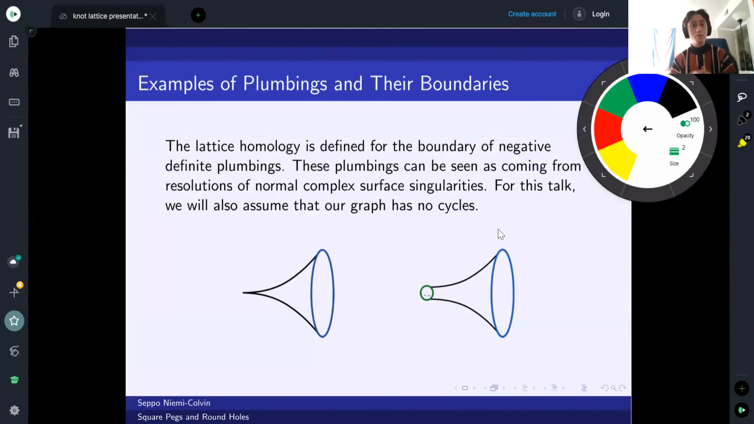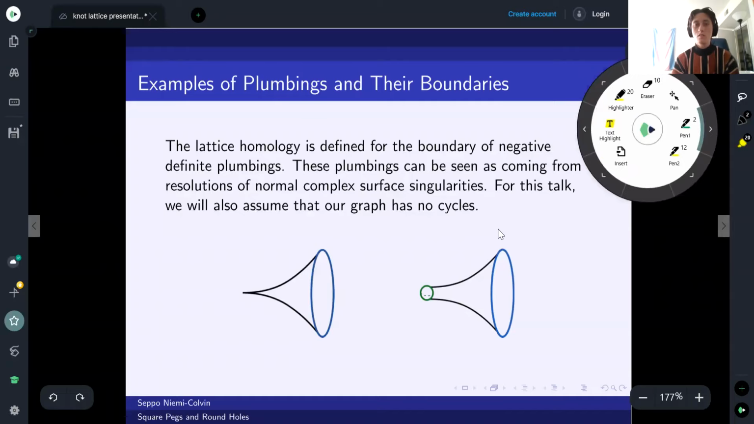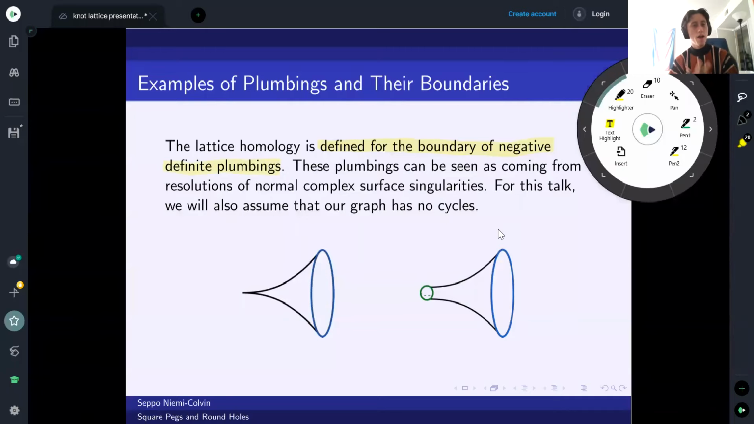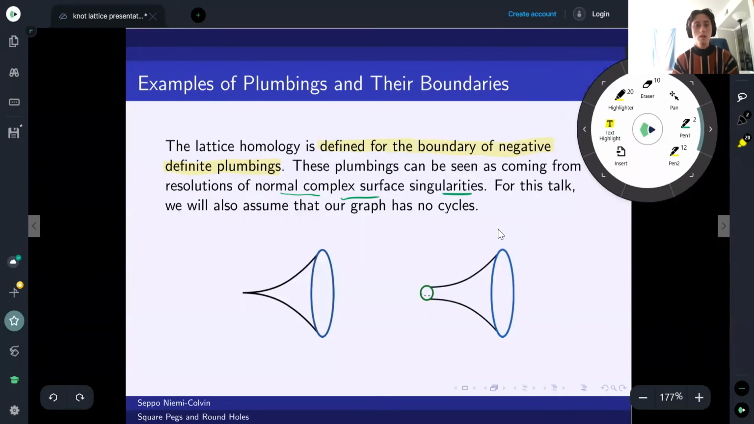So let's go back to lattice homology. We've been talking about these four manifolds. I said there's a certain class of three manifolds this works for. Which three manifolds are those? They're going to be the boundaries of negative definite plumbings. Negative definite meaning that the intersection form has to be negative definite. Pairing something with itself that's not zero will always give you a negative number. And these plumbings can be thought of in terms of something else, which are resolutions of normal complex surface singularities, which is this picture down below.